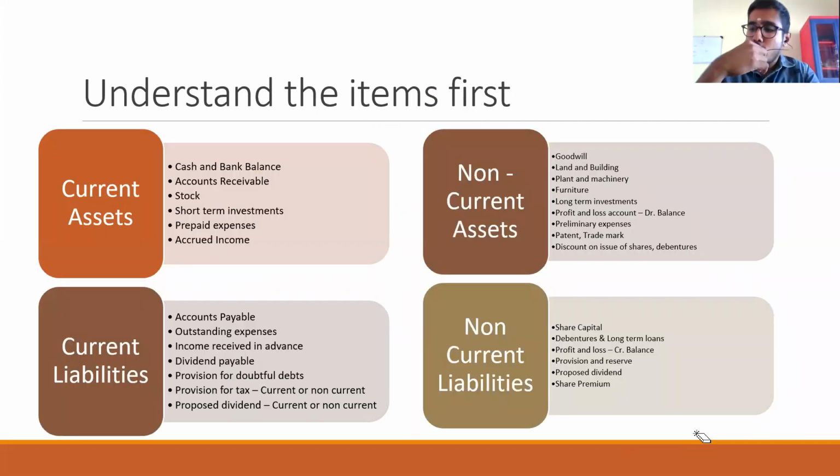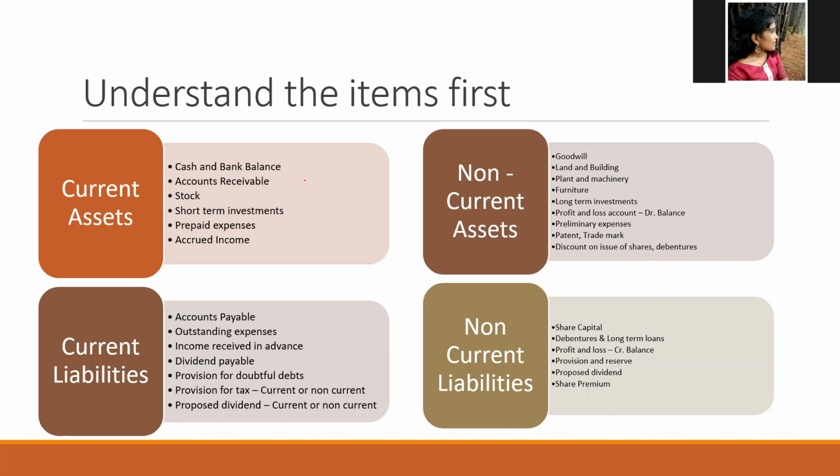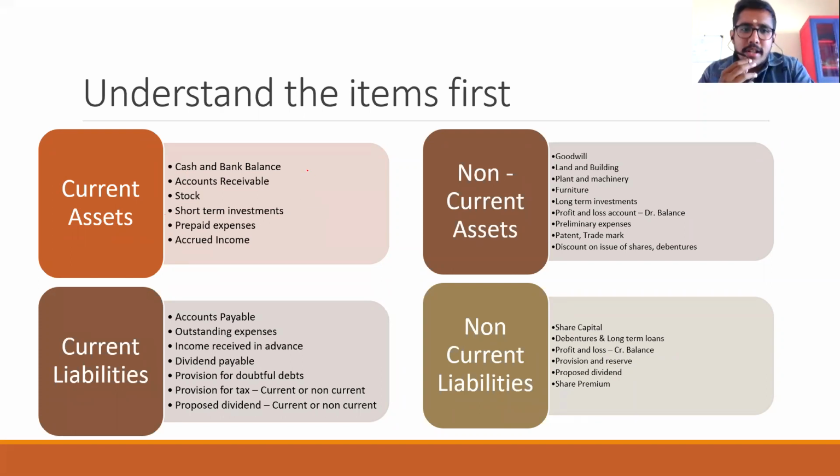First of all, see current assets: cash and bank balance, accounts receivable, stock, short-term investments, prepaid expenses, accrued income. These are the current assets. What do you mean by current assets? Please don't forget these items. They can be converted to cash very easily, within a short period. What is that short period? Less than 1 year. Within 1 year, they can be realized to cash. It will be very easy to realize these items to cash.